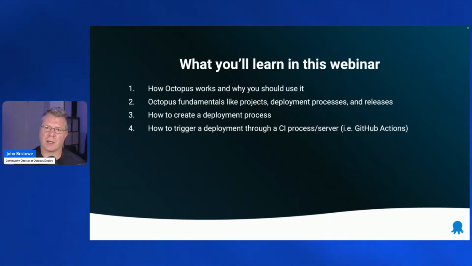And then finally, we're going to talk a little bit about how to trigger a deployment in an automation context through a CI process or server. CI stands for continuous integration. And it's typically the way that most deployments are kicked off. It's sort of like the starting point of a lot of pipelines. Doesn't have to always be that way, of course.